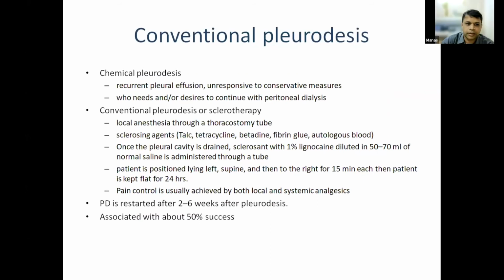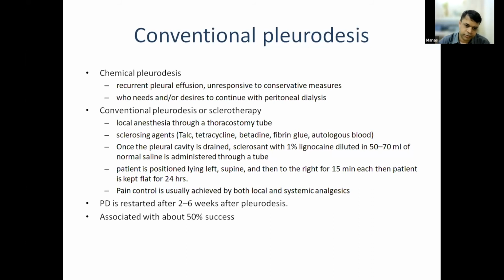In the past, many of our patients underwent conventional pleurodesis, in which a thoracostomy tube was put and all the fluid was drained. Once the lung is dry, we put tetracycline or betadine into the pleural cavity, and the patient is asked to undergo a special set of movements to disperse this talc or tetracycline to the entire pleural surface.